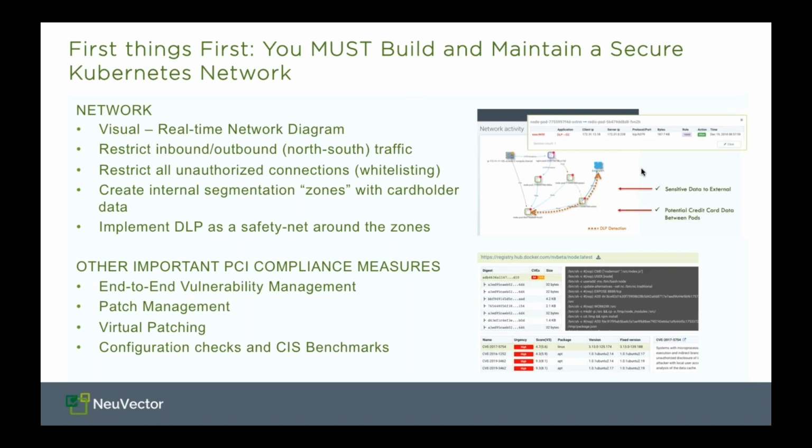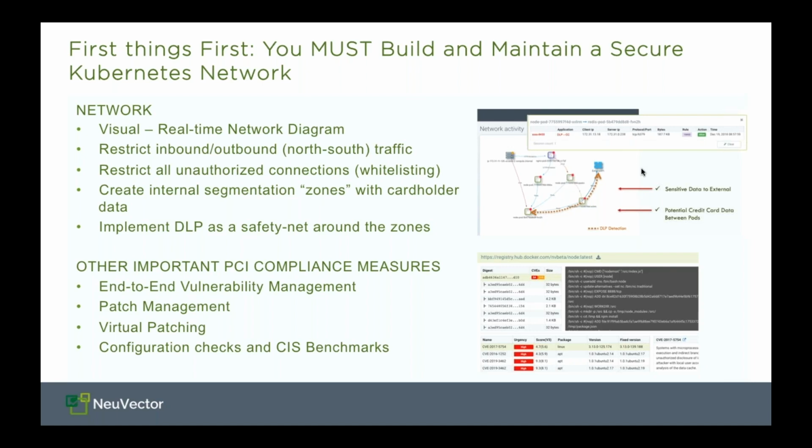And that's the third bullet point here. All unauthorized connections must be restricted, which means you have to create a fully comprehensive whitelisting policy that will only allow predefined connections to be made, both east-west as well as north-south. And then you have to create the internal segmentation zones with the cardholder data. As I alluded to earlier, you could either do that in a separate cluster, or you can simply create a zone within a cluster, and then guard that, for instance, with network segregation, as well as implement DLP.